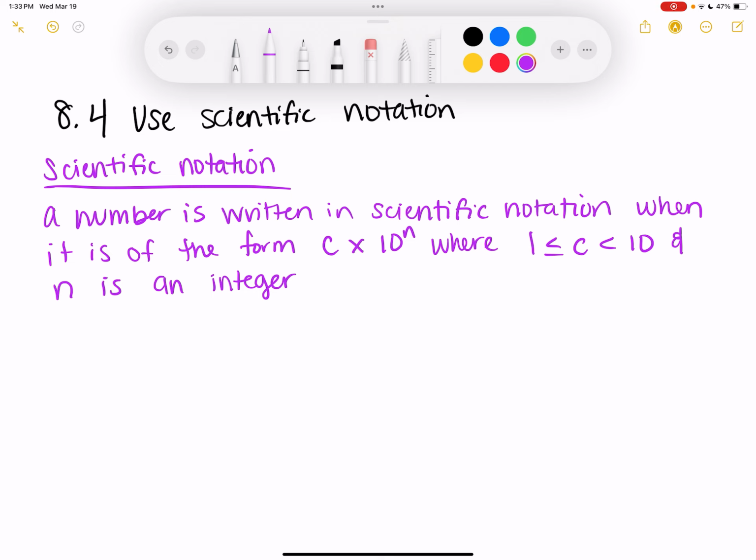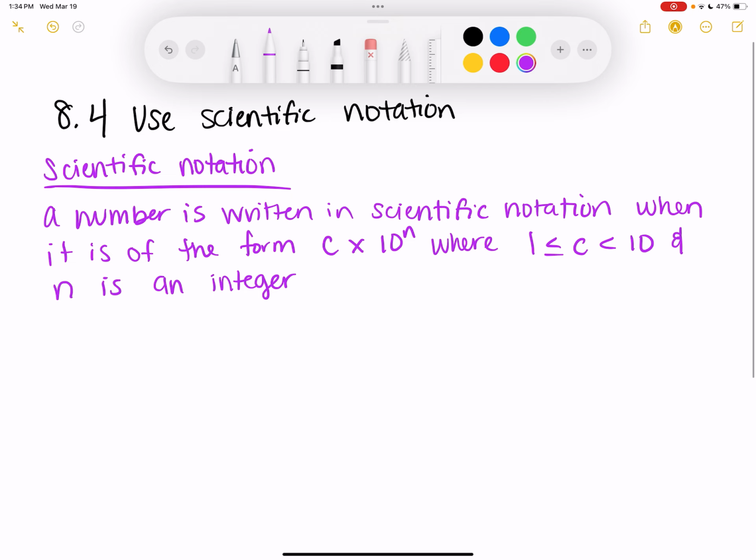Okay, so basically, C, the number in front, has to be a single digit number, is all that's telling you. It's got to be 1, 2, 3, 4, 5, 6, 7, 8, 9. Now, it sometimes will end up being a decimal, but we'll talk about that. But anyways, it can't have more than one number in front of the decimal. That's the way I'll put it.